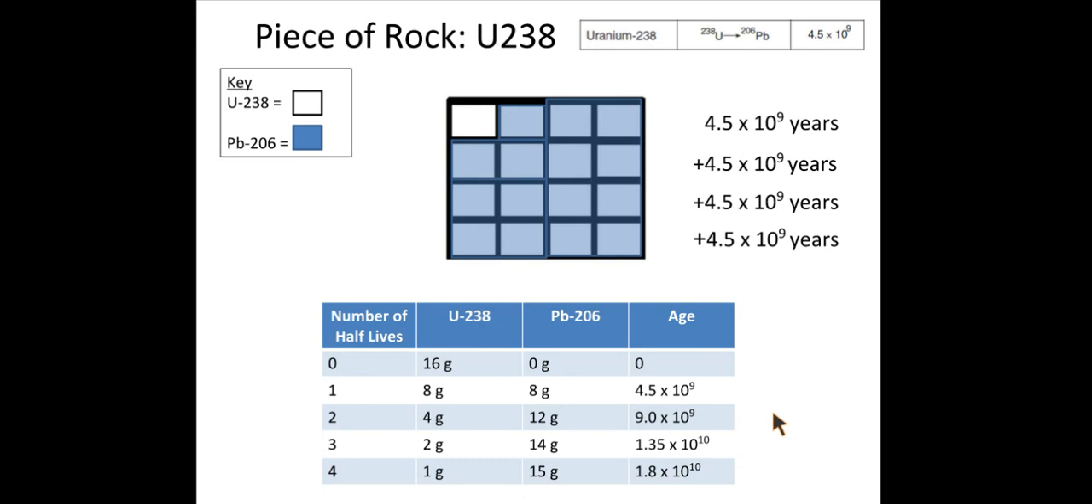Now, if I keep going with this, remember, this 1 gram does not become 0. This would become 0.5, and I would then add 0.5 over here because it just keeps getting smaller and smaller and smaller. It never fully goes away. We just keep cutting it in half and in half and in half.